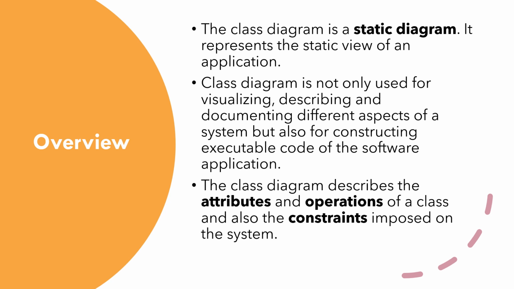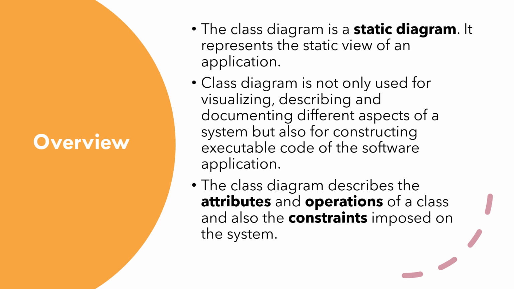The class diagram is not only for visualization, describing and documenting different aspects of a system, but also for constructing executable code of the software application. So this is the goodness side of the class diagram, because more information is included in the representation.